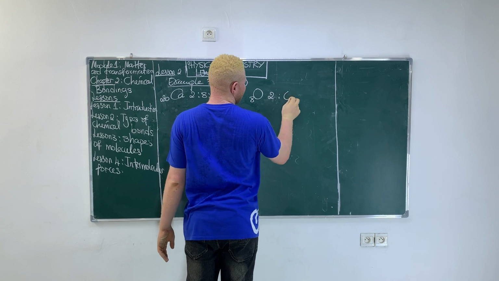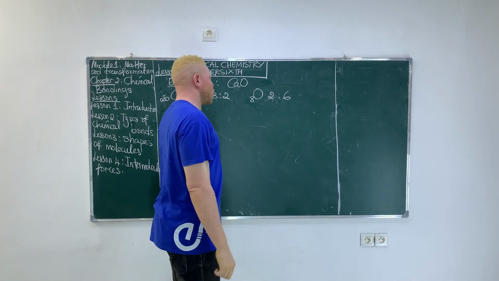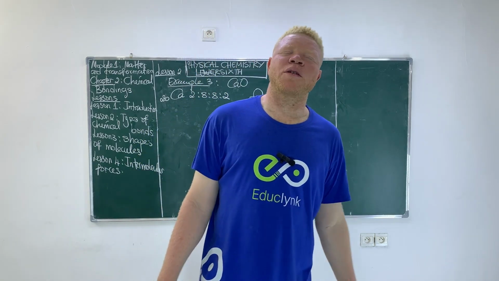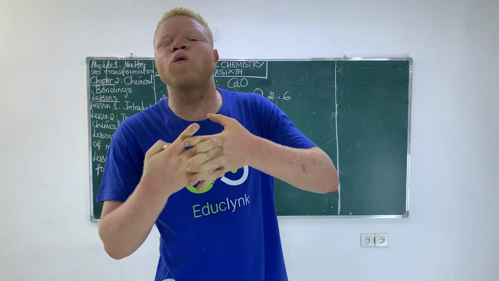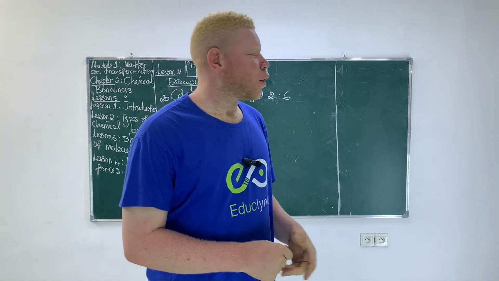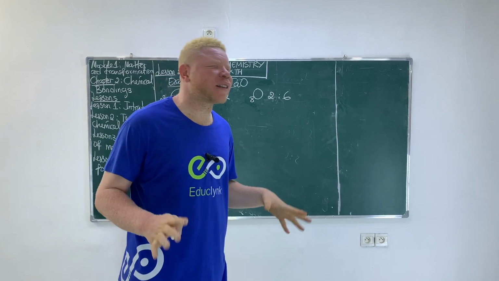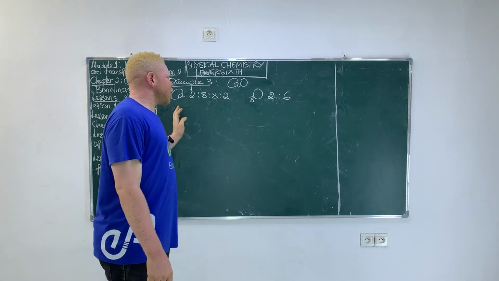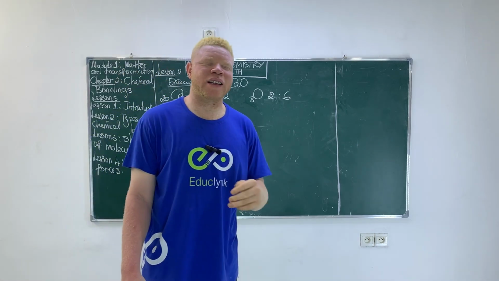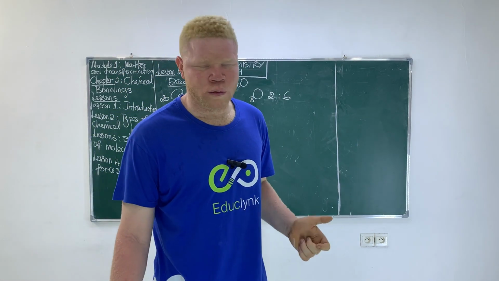Oxygen, the atomic number for oxygen is 8, that's 2:6. Oxygen has 6 electrons in the outermost shell. Oxygen needs 2 electrons to attain the noble gas configuration. The main aim of chemical bonding is that at the end of the day, the element should have the noble gas configuration, that is 8 electrons in the outermost shell, or 2.